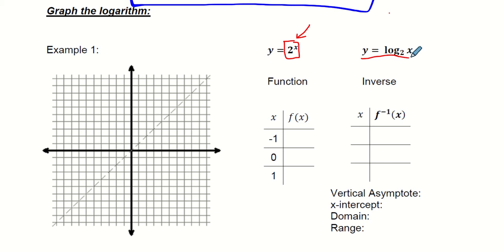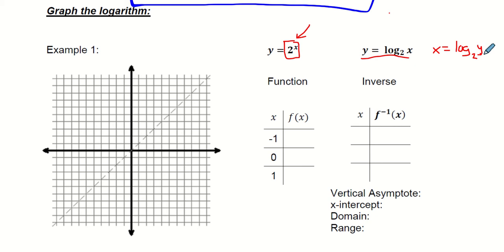The first thing you do, if you remember when we did inverses, the first thing we did was we made f of x equal y, but they've already written y here, so that's fine. And then the second thing we did was switch x and y. So I'm actually going to rewrite this as x equals log base 2 of y. So we just switch the x and y. So that's step number one, switch the x and y, okay?